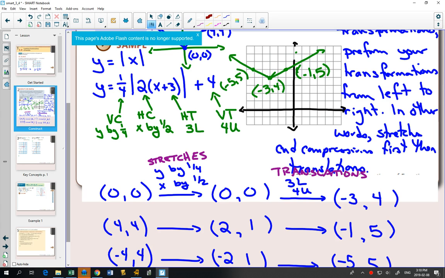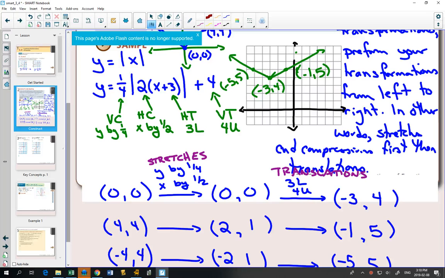That looks similar, but labeled a little bit better. So what ended up happening? It got squished, then moved 3 to the left and 4 up. And this would be the final graph.